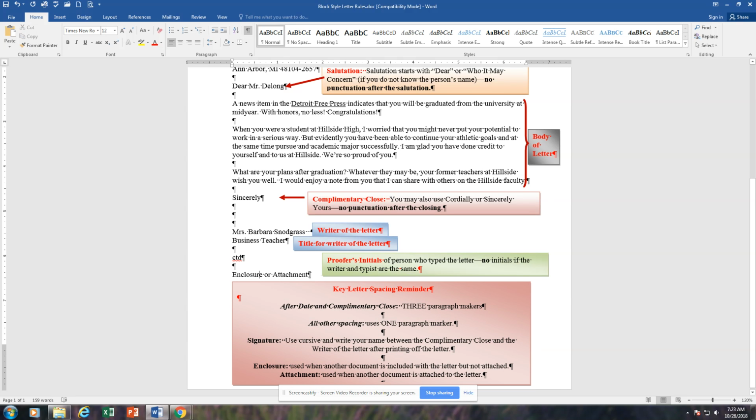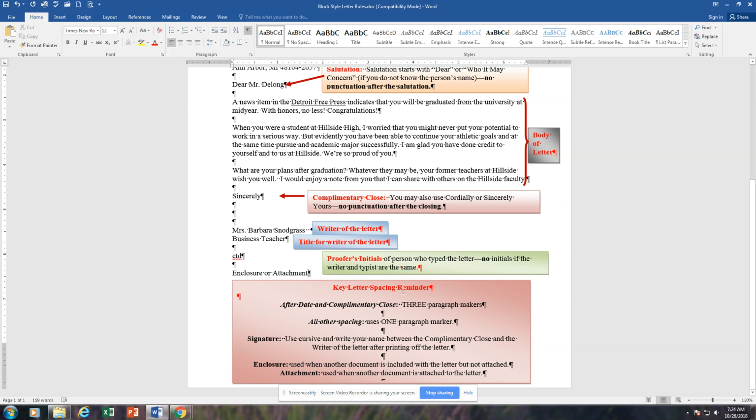If you are not attaching or enclosing a document, then you would not use enclosure or attachment. And usually you can tell if they're supposed to be enclosure or attachment by looking at the last paragraph. That's usually where they will tell you that they are enclosing something or they're sending something. If you don't see the words enclosed or attached, then you know that you do not have an enclosure or attachment. So you have to read the letter.